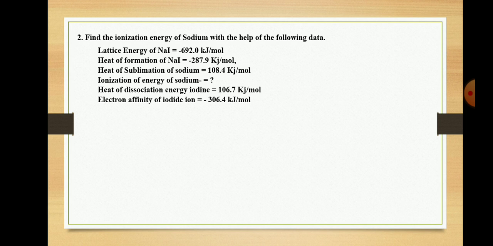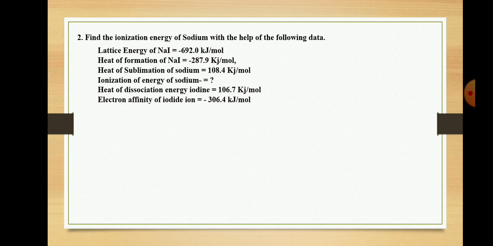So lattice energy of sodium iodide is minus 692.0 kilojoule per mole. Heat of formation of sodium iodide is equal to minus 287.9 kilojoule per mole. Heat of sublimation of sodium atom is equal to 108.4 kilojoule per mole. We have to find out the ionization energy of sodium atom. So that is question mark.